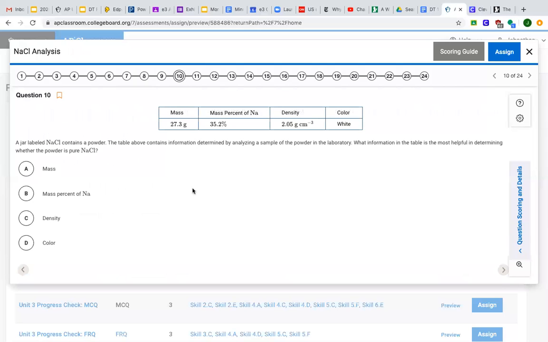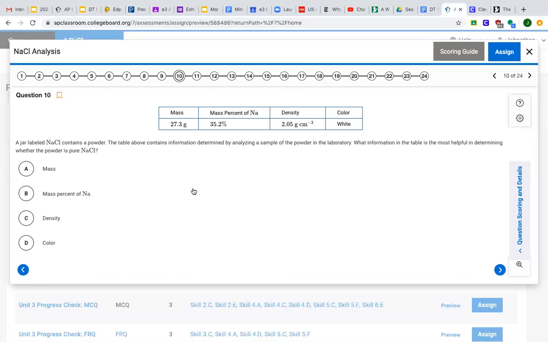So now we've got, okay, this table with masses. A jar of sodium chloride contains a powder. And the table above contains information determined by analyzing a sample of the powder. Which information in the table is most helpful in determining whether the powder is pure sodium chloride? So what do we get, gentlemen?